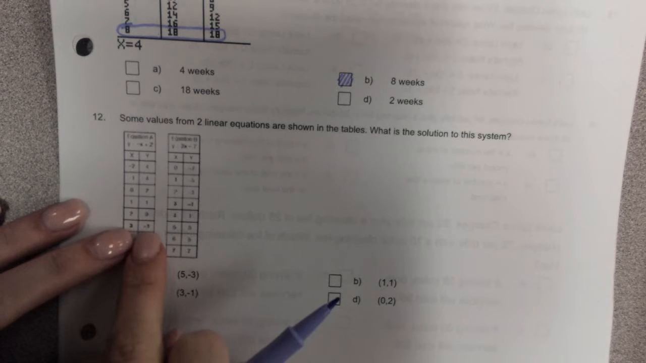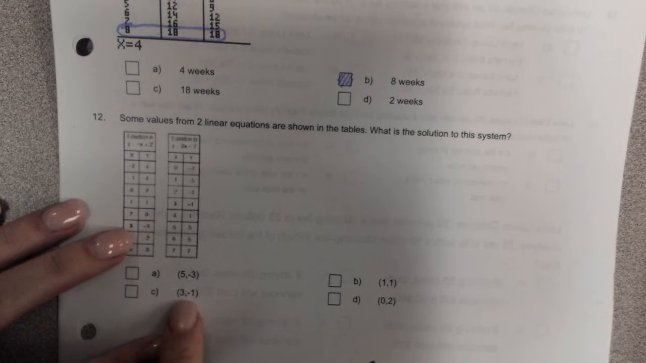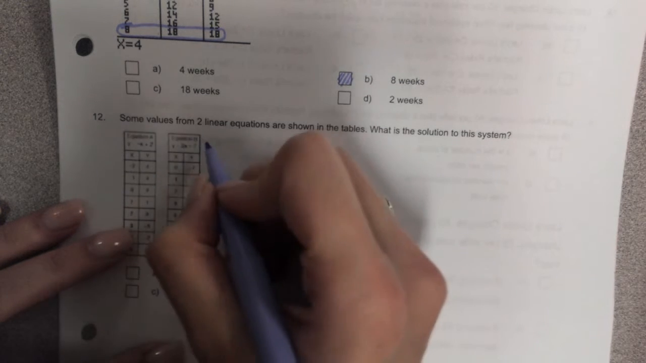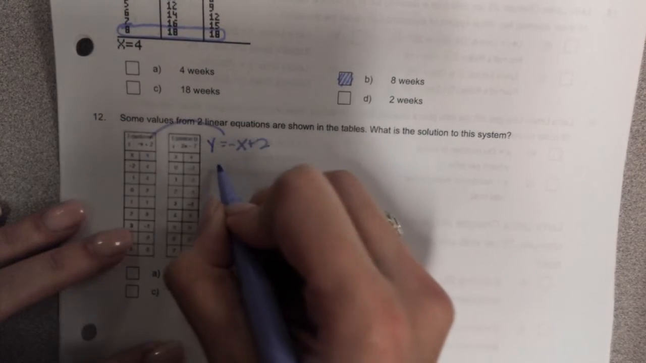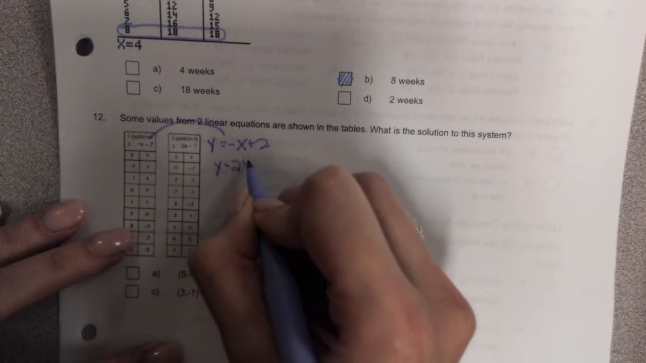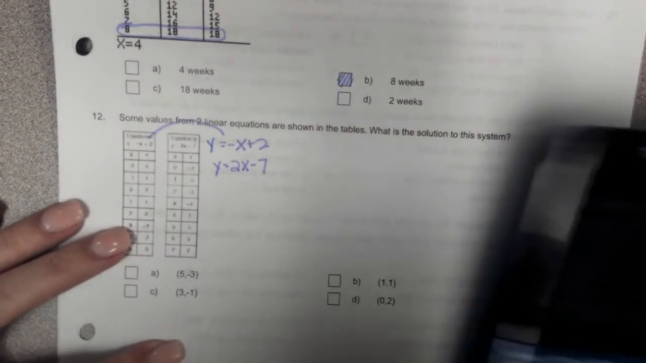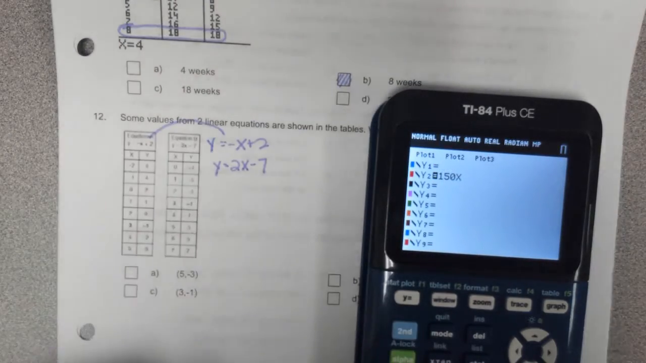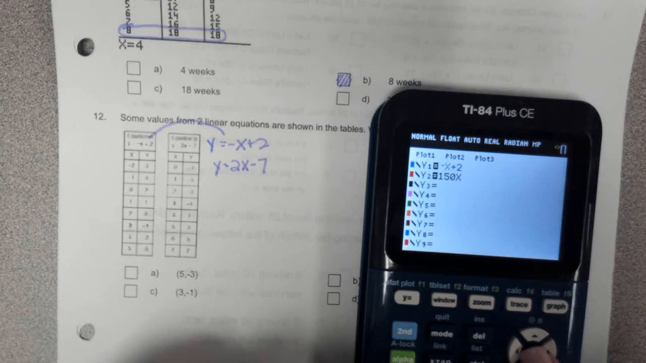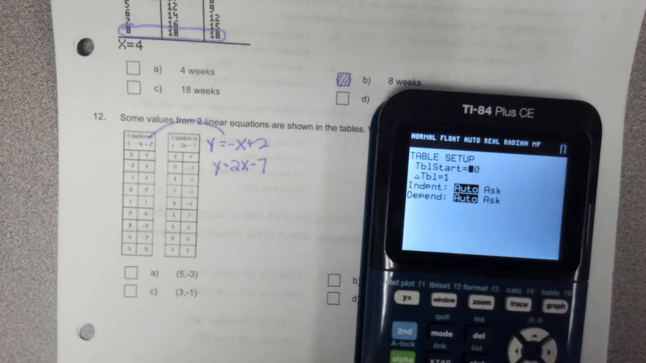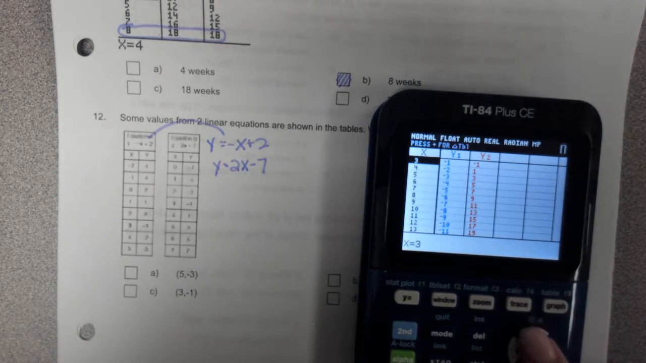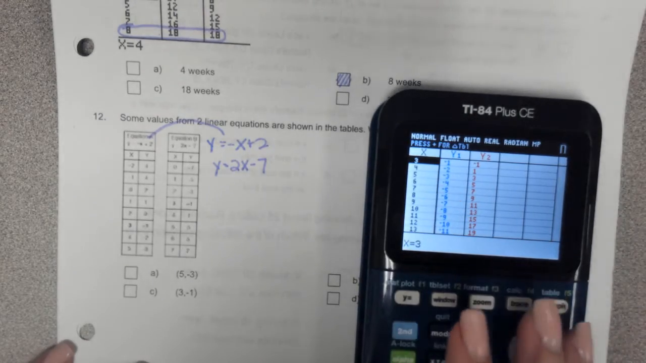Maybe it's this 3 value. Is 3, -1 an option? I see, this looks like y equals -x plus 2 for that equation. Is that 2x minus 7? Let me see if those match. -x plus 2, 2x minus 7. Okay, let's see, 3. Yes, at 3 they are both -1.